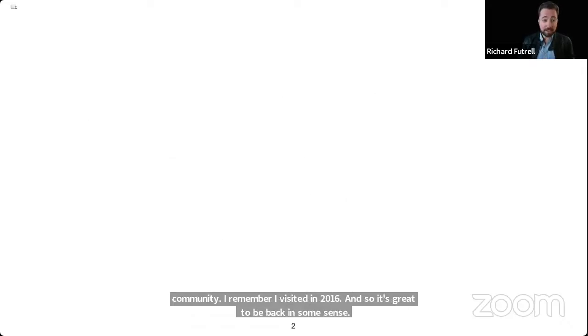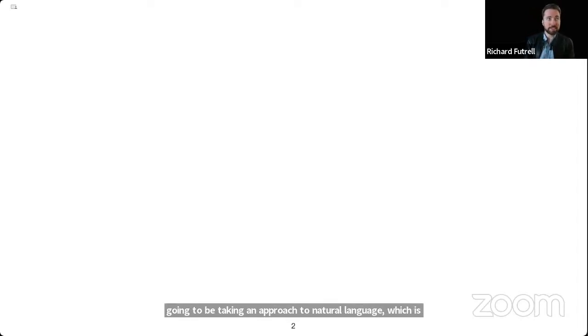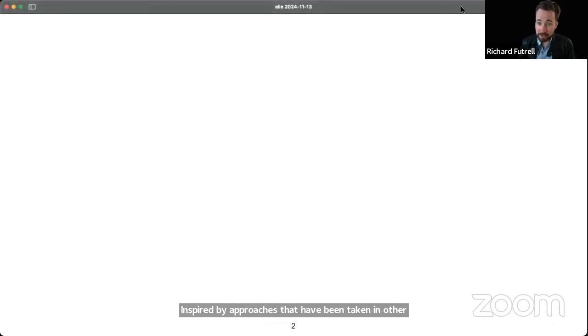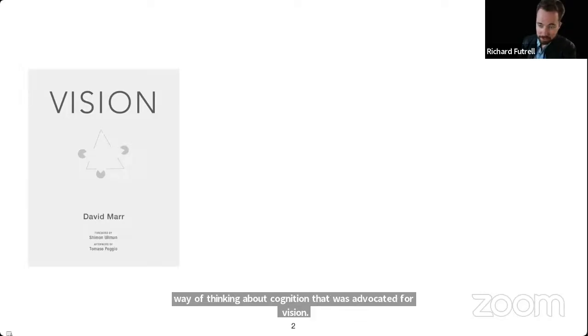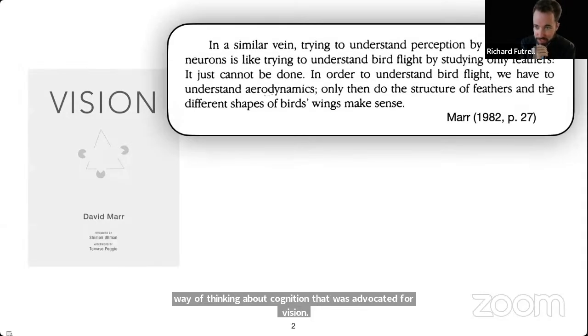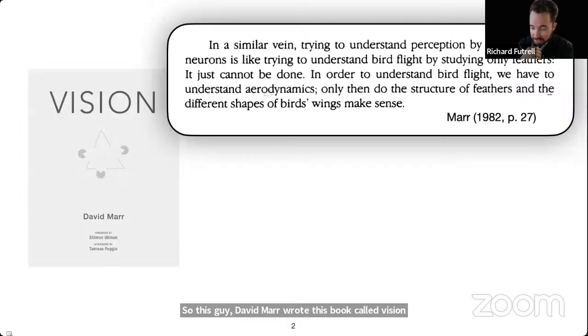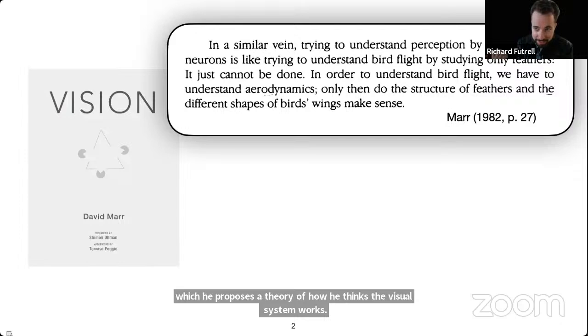So here we go. I'm going to be taking an approach to natural language which is inspired by approaches that have been taken in other areas of cognitive science. And in particular, we're going to be thinking about language in terms of a way of thinking about cognition that was advocated for vision originally. So this guy, David Marr, wrote this book called Vision, in which he proposes a theory of how he thinks the visual system works. And his guiding philosophy, part of it, is given by this kind of quote.